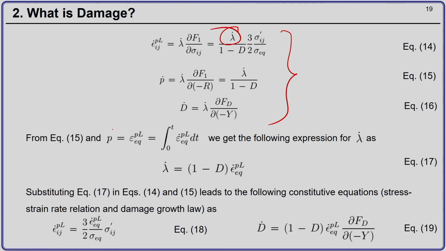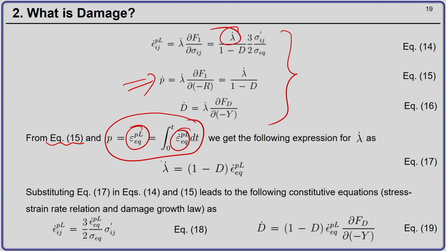From equation number 15 and this P, which can be identified with the equivalent plastic strain inside the body, given by the integral from 0 to t of epsilon dot equivalent plastic dt, we can obtain the value of lambda dot as (1 minus d) times epsilon dot equivalent plastic. Remember, when d equals 0 in plasticity, lambda dot will come out. So, if damage is equal to 0, lambda dot will be epsilon dot p equivalent plastic.